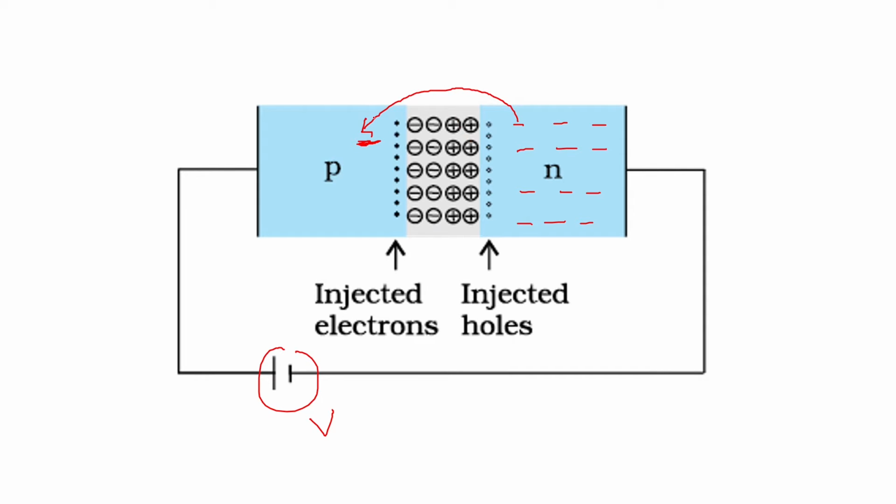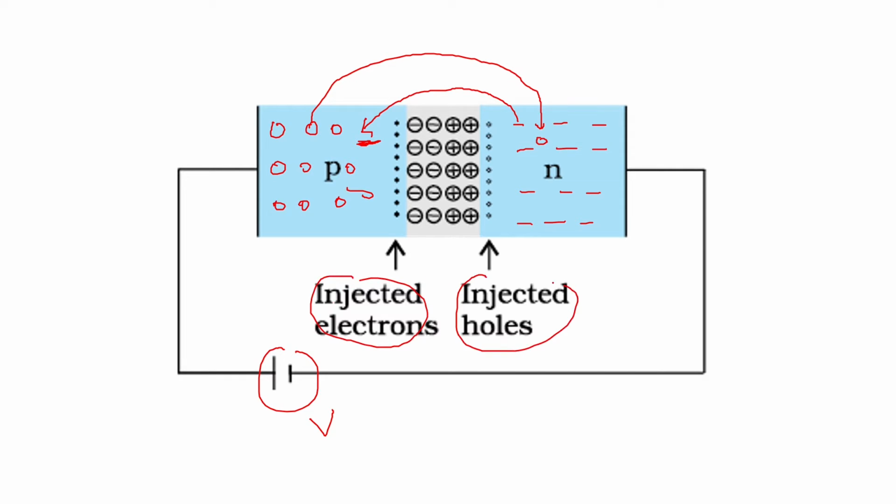Similarly, whenever these holes from the P side, which were majority charge carriers, go to the N side region because of the forward bias voltage, they become minority charge carriers on the N side region. Now this forward bias voltage, whatever we are applying, can also be viewed as a minority carrier injection. So these are injected electrons from N to P side and injected holes from P to N side, as shown, because of the forward bias voltage.